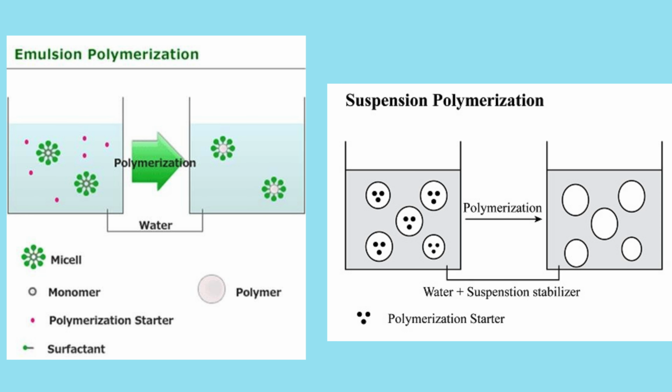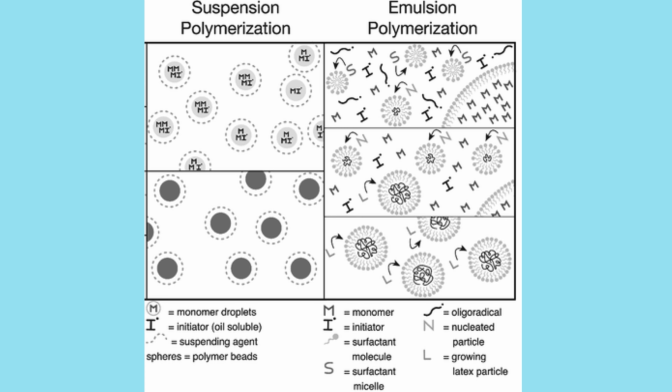Similarities. Technique: both are heterogeneous polymerization methods. Medium: both typically use water as the dispersing medium, continuous phase, to facilitate efficient heat transfer. Initiator type: both commonly utilize free radical mechanisms. Stabilization: both require agents to prevent the coalescence of particles/droplets.